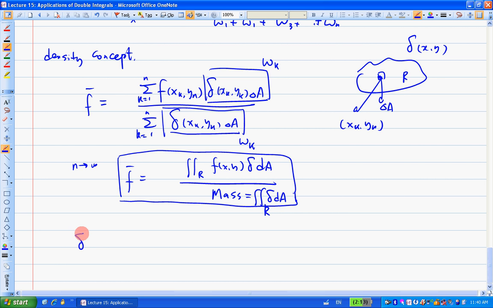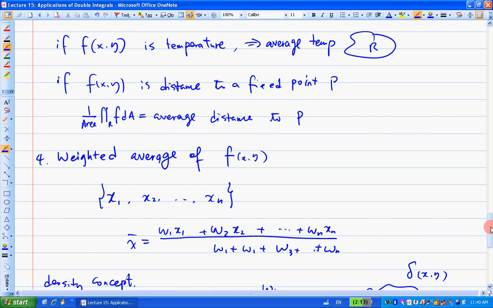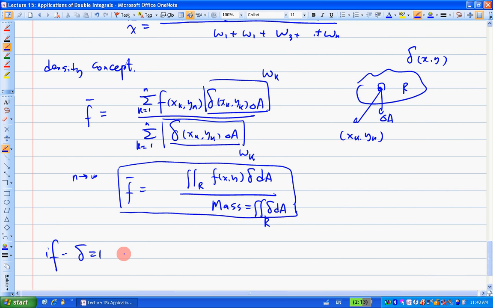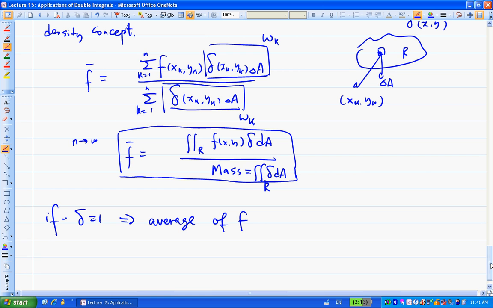Before we move on, let's look at this one here. What happens when delta equals 1? If delta equals 1 here, what does this f bar give us? Exactly, it gives us this number 3 here. It gives us the average of f. Instead of a weighted average, it gives us back the traditional average.